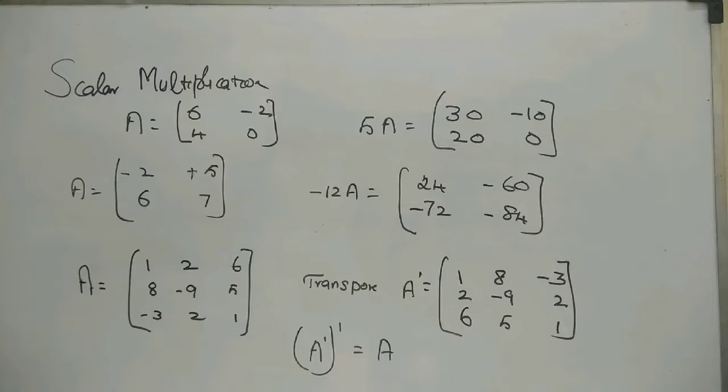So scalar multiplication is very simple. Now, we are going for another term, that is transpose of a matrix. What do you mean by transpose? Suppose the matrix A is here, I have written the transpose. What do you mean by transpose?